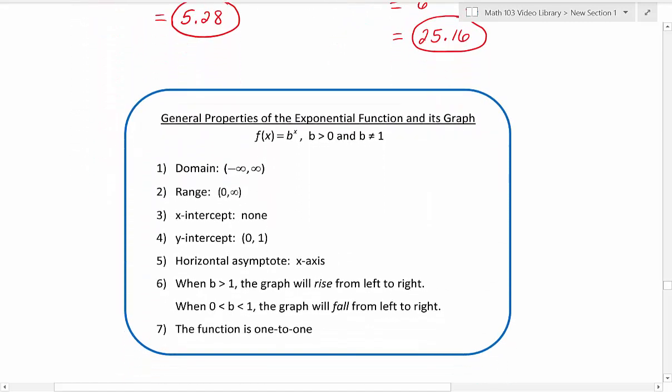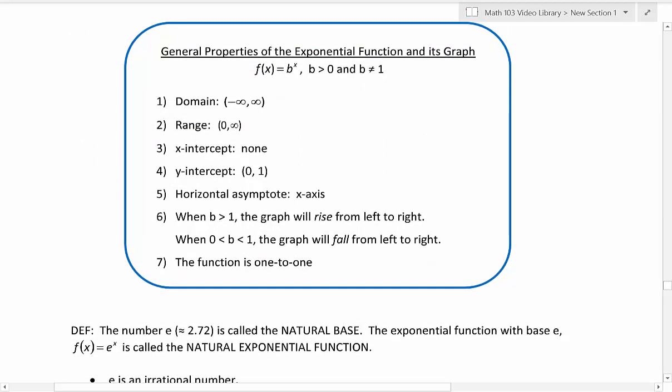Exponential functions and their graphs have several general properties. The first property is that the domain is all real numbers. Hopefully this makes sense. You've had lots of different numbers in exponents before, and it's never been a problem. We've had positive numbers, negative numbers, zero, fractions. There's never been a restriction on the number in an exponent, and there never will be. So our domain is all real numbers. The range, however, is only the positive numbers, 0 to infinity.